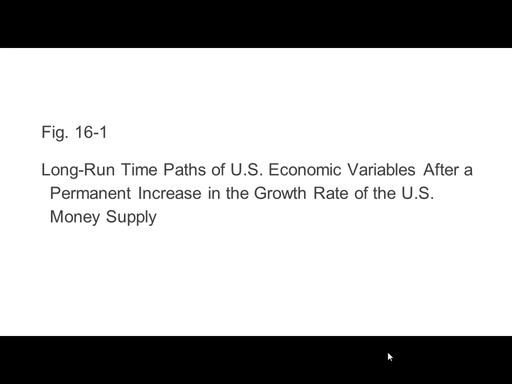Okay, so I'd like to look at a specific example in the book. It's figure 16.1, page 423. That's the long-run time path of U.S. economic variables after a permanent increase in the growth rate of the U.S. money supply. So that just means that if the U.S. central bank increases the money supply, what will happen to the interest rates, the price levels, and the exchange rate between countries.